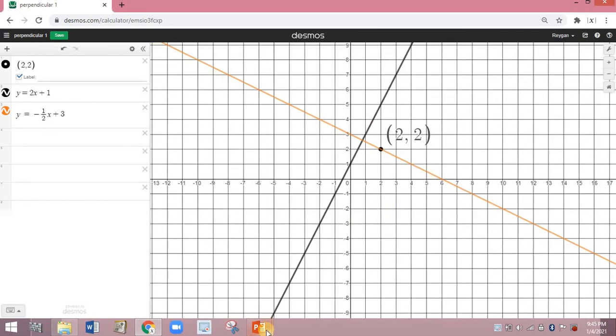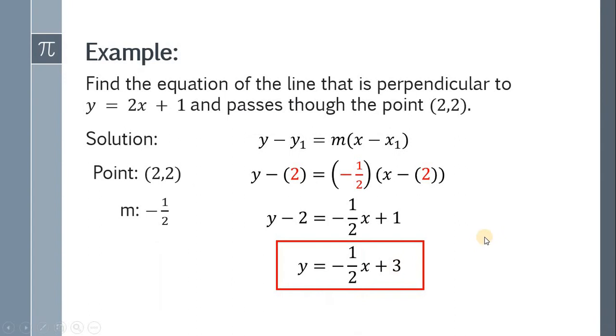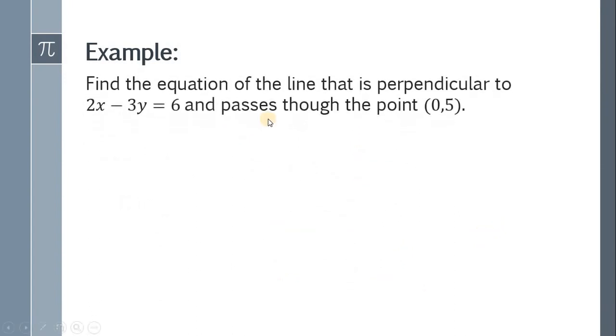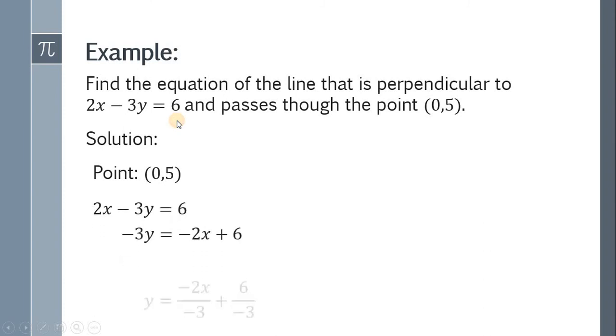So now let's move on to our last example. Find the equation of the line that is perpendicular to 2x minus 3y equals to 6 and passes through the point 0, 5. Again, solution, kailangan natin ng isang point at saka ng slope. Ito yung point natin, 0, 5 given. Diyan siya dadaan, yung perpendicular line, sa 2x minus 3y equals to 6. Next, kagaya ng ginawa natin kanina, kunin natin ulit yung slope. So, lipat, divide both side by negative 3, simplify natin, 2 over 3x minus 2.